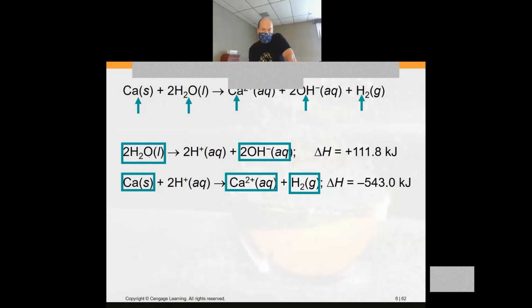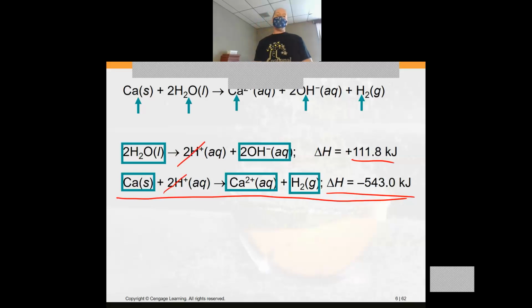All right, so we had to reverse this one. We reversed it, changed the sign, and multiplied it by 2. There's our 111.8. This one was written exactly as needed right there. All right, so when we do that, do we get the correct reaction? That is the question. We have 2 H pluses as a reactant.